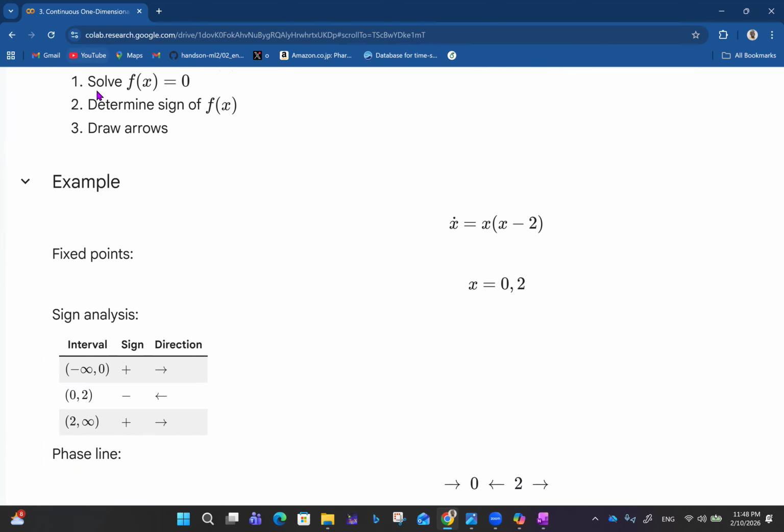If you equate to 0, first step, solve f(x) equals 0. Equate this right-hand side to 0. The answers you are going to get are 0 and 2, because x is equal to 0 and x minus 2 is equal to 0. So x is 0 or 2. And then for the sign analysis, you have 0 and 2, right? So you're going to consider minus infinity to 0, and then 0 to 2, and then from 2 to infinity. So you want to see the sign from minus infinity to 0.